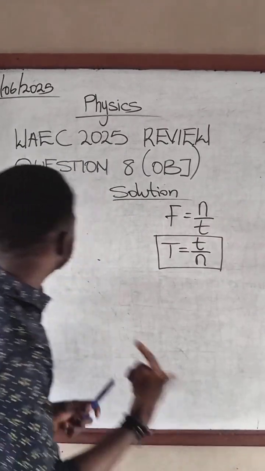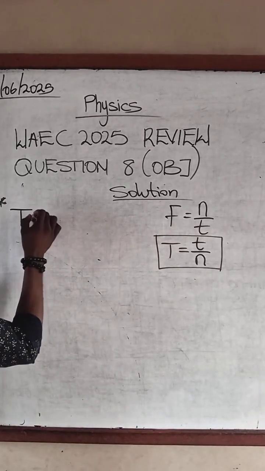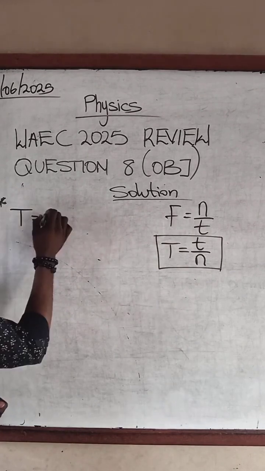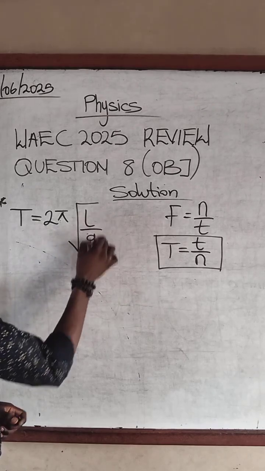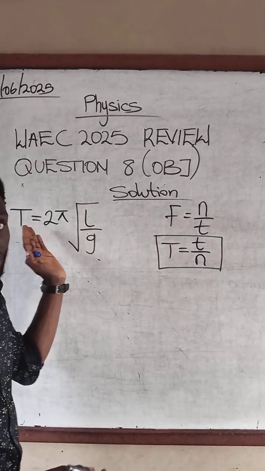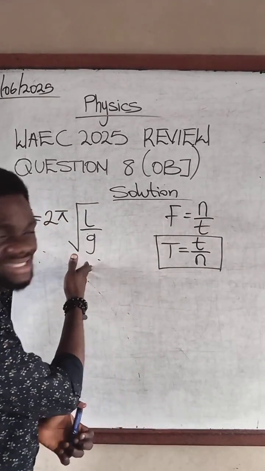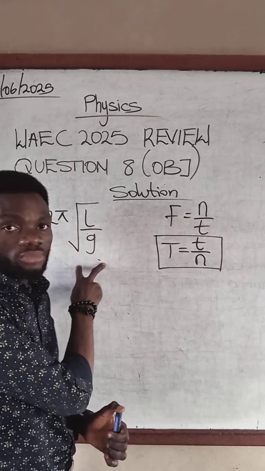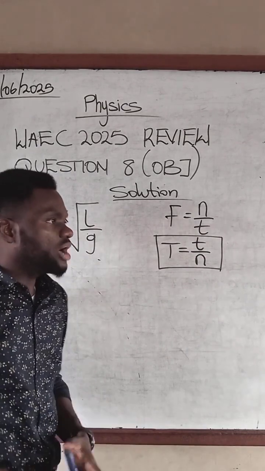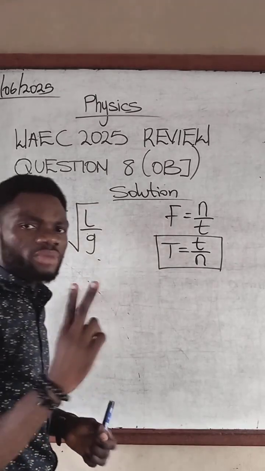Alright, so now let's see the formula for the period of a simple pendulum. That will give us T equals 2 pi square root of L over G. This formula can be derived, maybe in my next video I will show you how this formula for the period of a simple pendulum was obtained. Well, we are told that the period of a simple pendulum depends on two major factors.